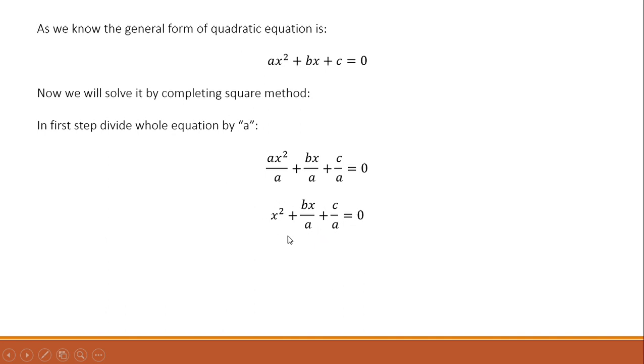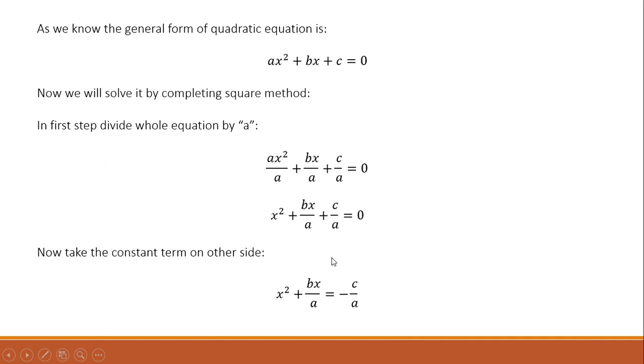Now we will take the constant value to the other side of the equation. Our constant value is c over a. So take c over a to the other side of the equation. It becomes x squared plus bx over a is equal to minus c over a.